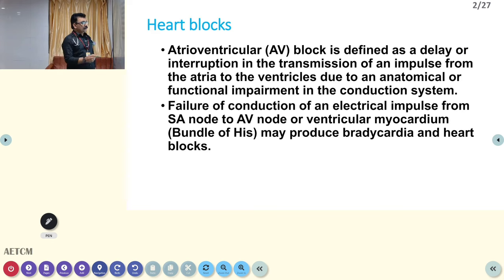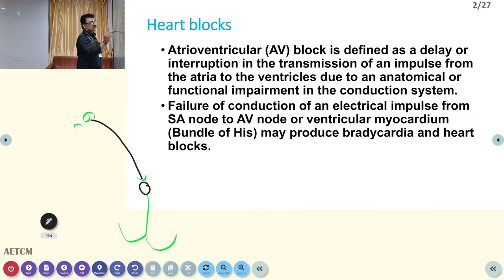Normally, you all know that from the SA node, the electrical activity goes to the AV node. From there, it will go to the conduction system, the bundle of His. Now, that is a normal conduction from the SA node to the AV node. So this is the SA node, AV node and bundle of His. Normally the SA node will produce a P wave, then QRS complex, and it goes on like that.